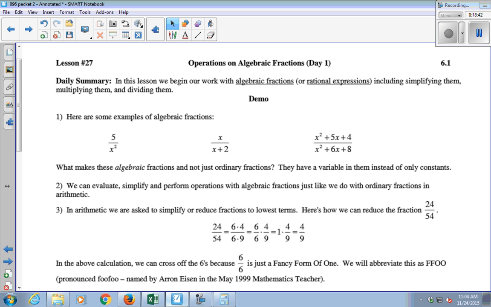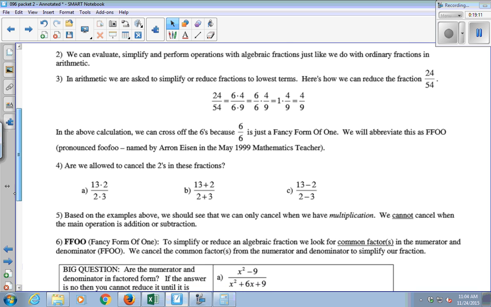All the rules for adding, subtracting, multiplying, dividing, and simplifying are exactly the same as they are for fractions with just numbers. So here's some examples of algebraic fractions. 5 over x squared, x over x plus 2, x squared plus 5x plus 4 over x squared plus 6x plus 8. Okay. So they're just fractions that have x's in them, or some other variable maybe.